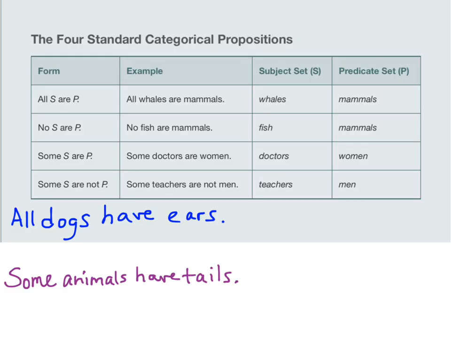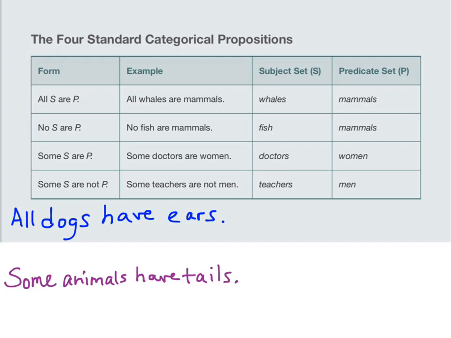Another thing you learned in your reading was the 4 standard categorical propositions. So here are the 4 different forms, and if you have a proposition that's not in this standard form, the way to rewrite this is to identify the subject set and the predicate set. So let's try another example of a statement that's not in one of these standard forms. So let's try all dogs have ears.